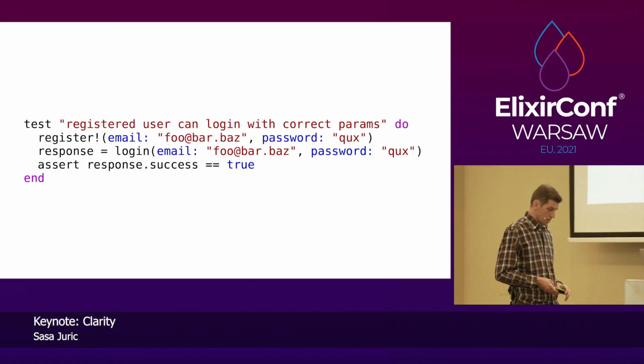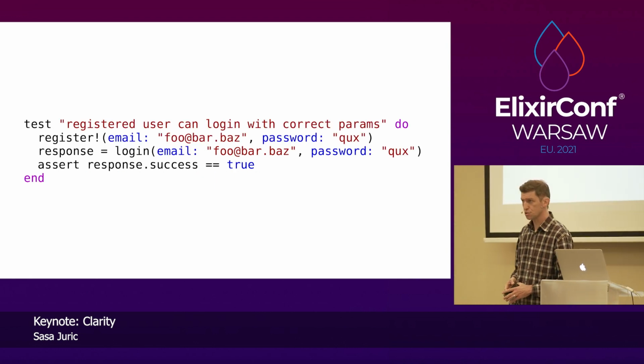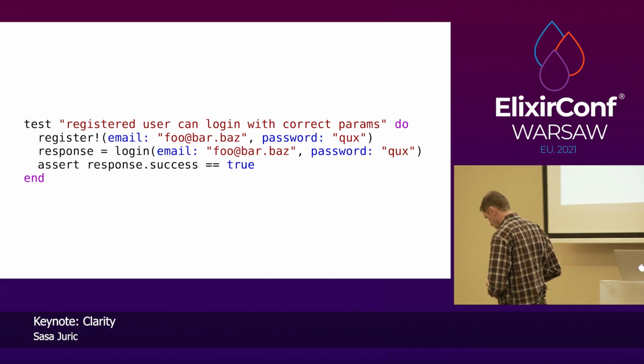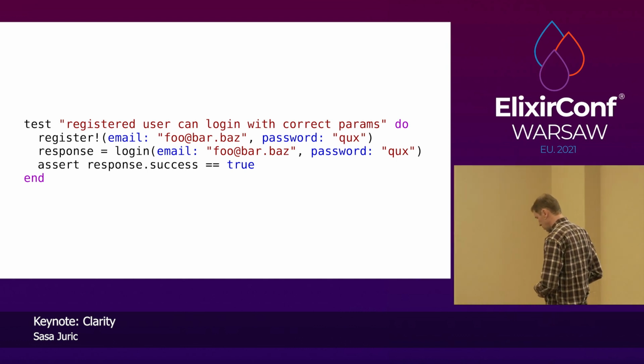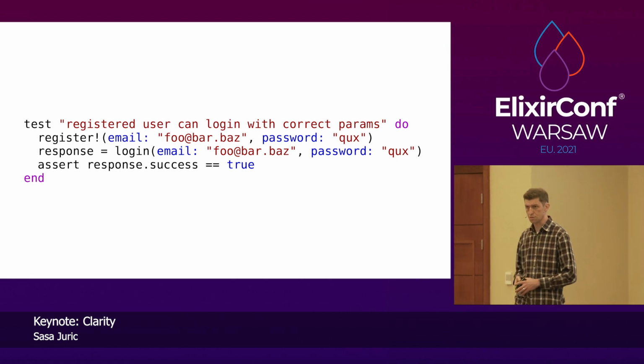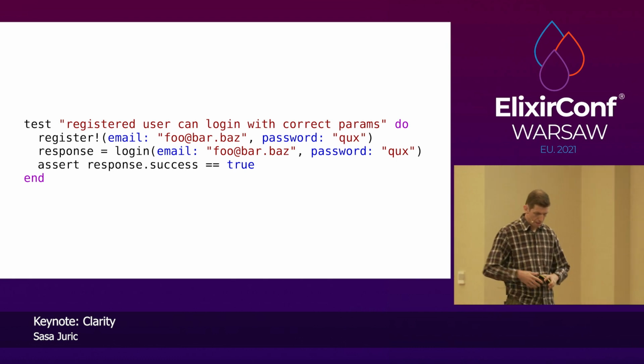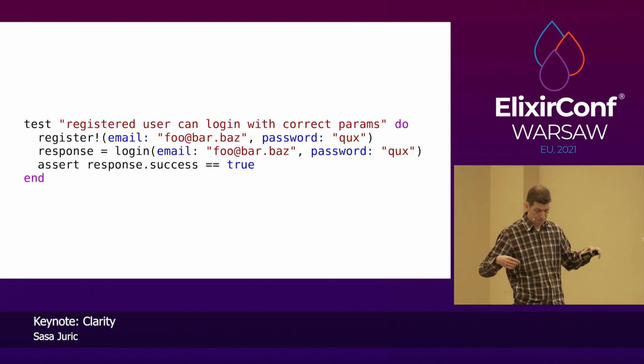And in the same fashion, testing the login operation. So given a user registered with some email password combo, when the user tries to log in with the same email password combo, then the operation will succeed. And this is an example of how I'm decoupling myself from implementation details.